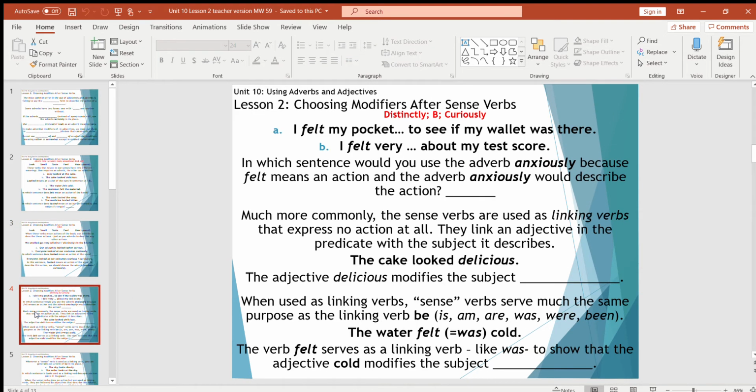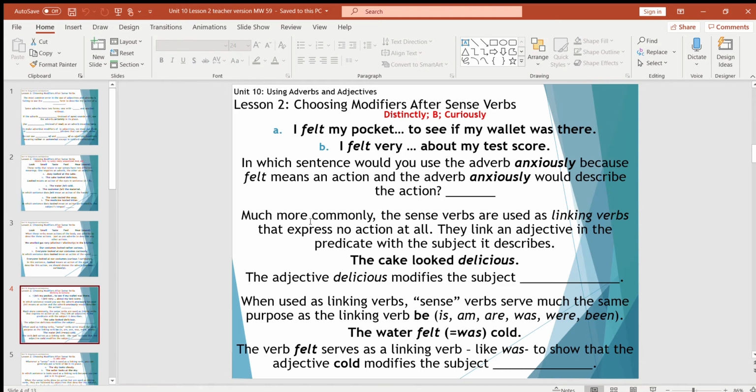I felt my pocket blank to see if my wallet was there. I felt very blank about my test score. So in which sentence would you use the adverb anxiously? Because felt means an action, and the adverb anxiously would describe that action. That would be A, right? I felt my pocket anxiously to see if my wallet was still there.